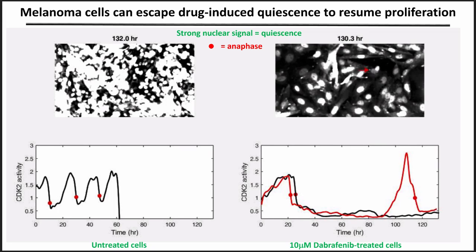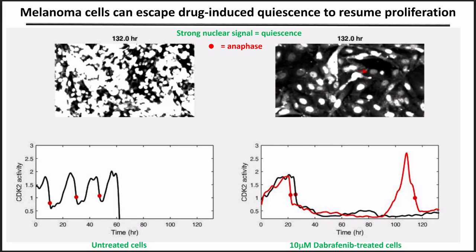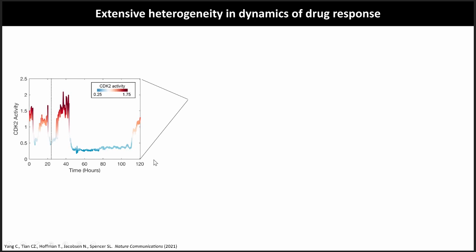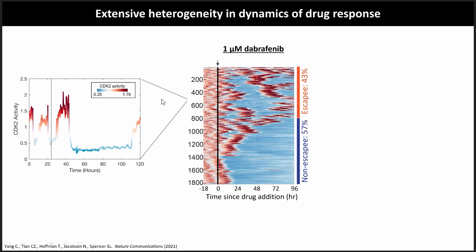So we became, of course, very interested in what was unique about this red cell that managed to escape drug compared to the black well-behaving cell. So what we do is take our many single cell traces and color code them red if CDK2 activity is high and blue if it's low, and then each of these becomes a row in a heat map. So here you're looking at 1,800 single cells that we've tracked for almost 5 days. Drug is added at the black line. And you can see the behaviors are more complex than that initial movie suggested.